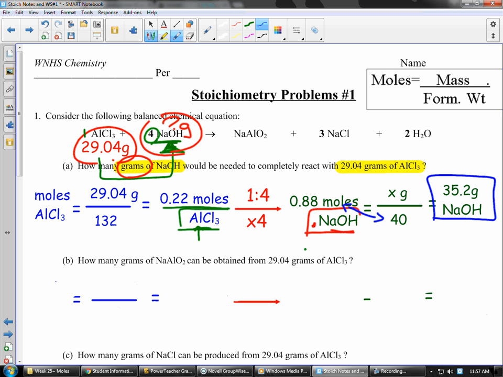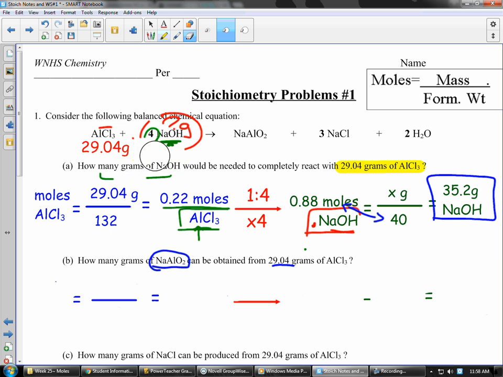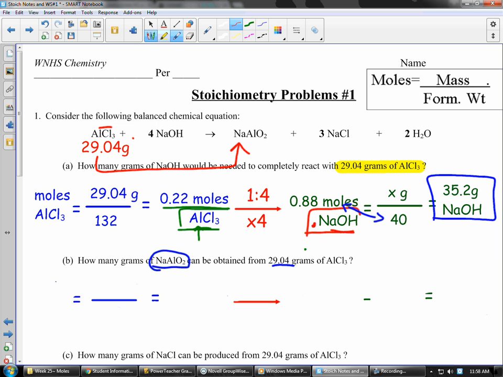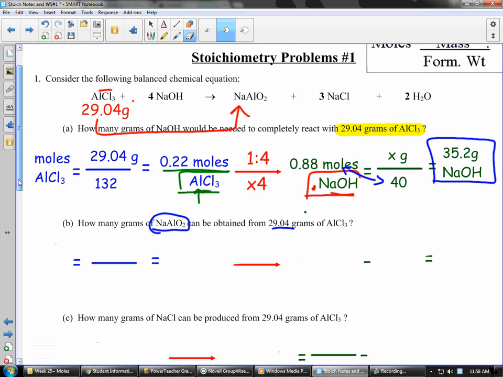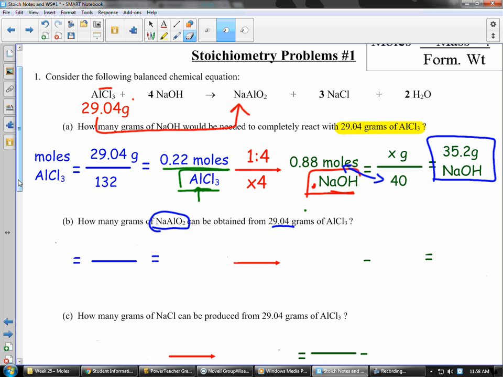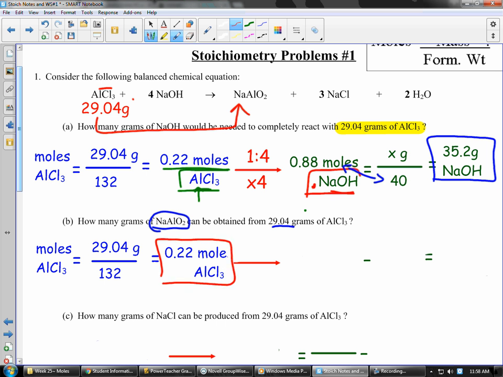When we look at this next part, it says how many grams of NaAlO2 can be obtained from the same amount of AlCl3. So what I'm going to do is remove this clutter here. Now instead of knowing how much sodium hydroxide, I want to know how much NaAlO2, we'll just call it, that we need. So we could either start in the same spot, take my starting amount, divide it by 132, and get the same number of moles, or you can just start with this if you would like, because we know we have the same amount.